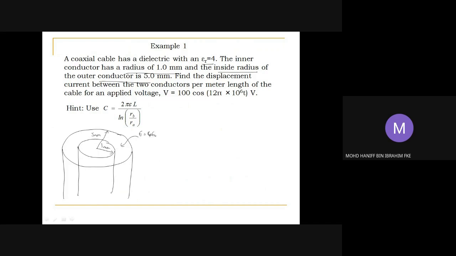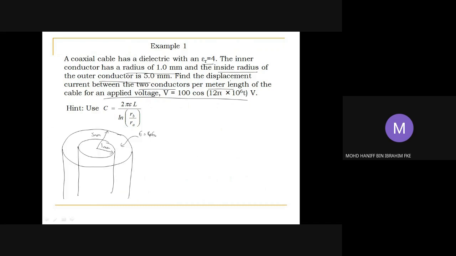The question is, find the displacement current between the two conductors per meter length of the cable for an applied voltage of V here. Find the displacement current between the two conductors per meter length of the cable. So how do we find the displacement current between two conductors?